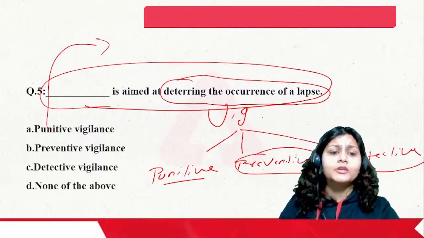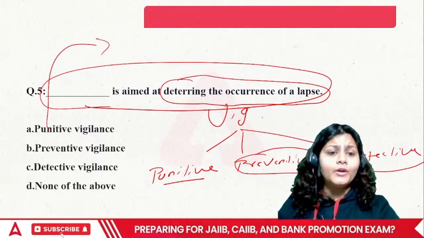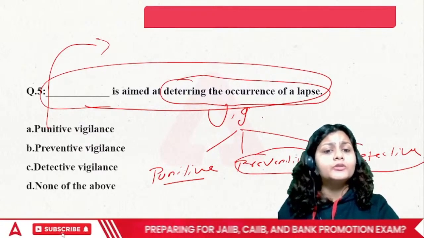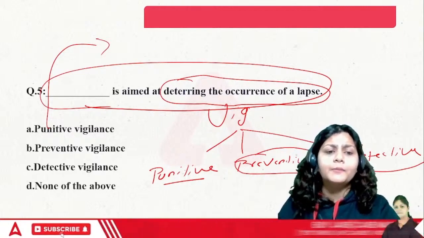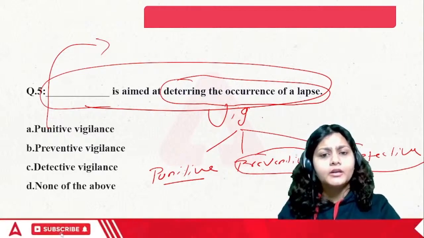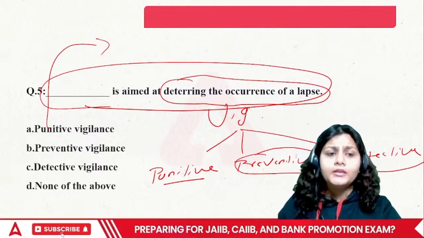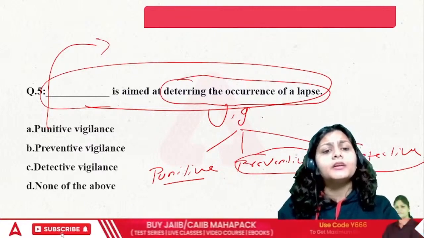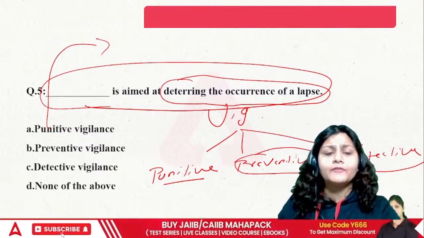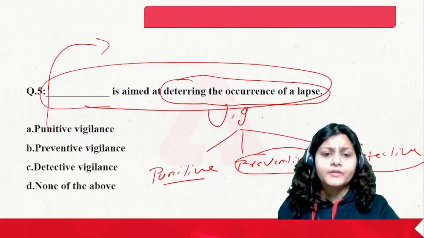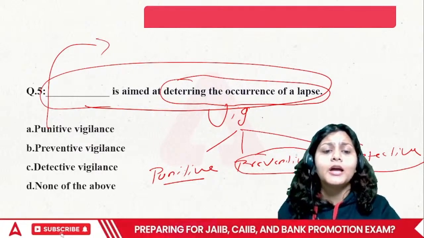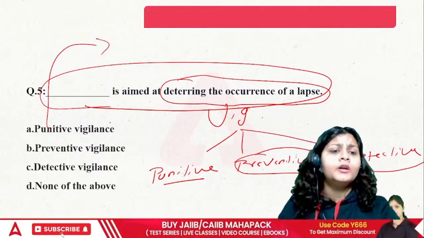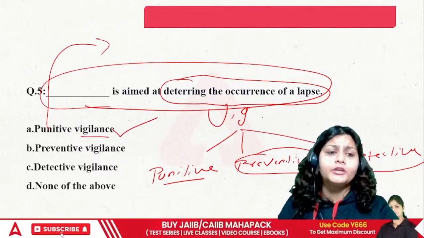It comes into the picture when the corruption or fraud has already been committed, and the punishment is granted to have a deterrent effect on others, so that the same fraud will not occur again in the future. So the answer is punitive vigilance.